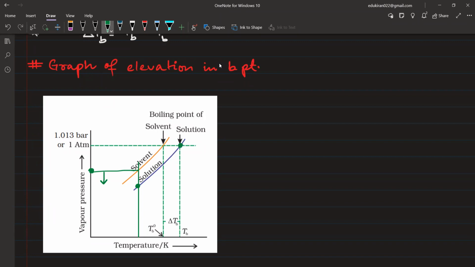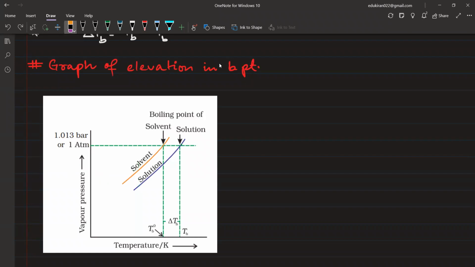इस point पे क्या है? इस point पे 1 atm. It is going to start boiling at this particular point, which is 1 atm. So this 1 atm is same for solution and solvent. But as you can see, the solution requires a larger temperature TB. So this is the graph for elevation in boiling point.